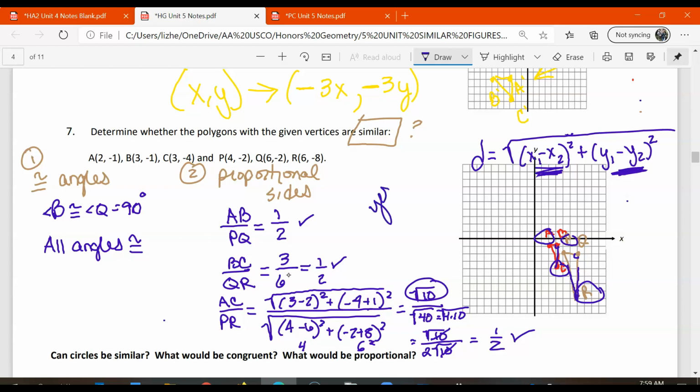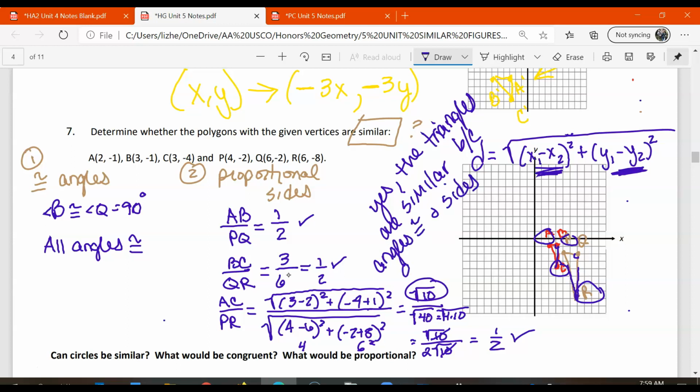So you can say, yes, the triangles are similar because angles are congruent and sides are proportional. You can even say the similarity ratio is 2.